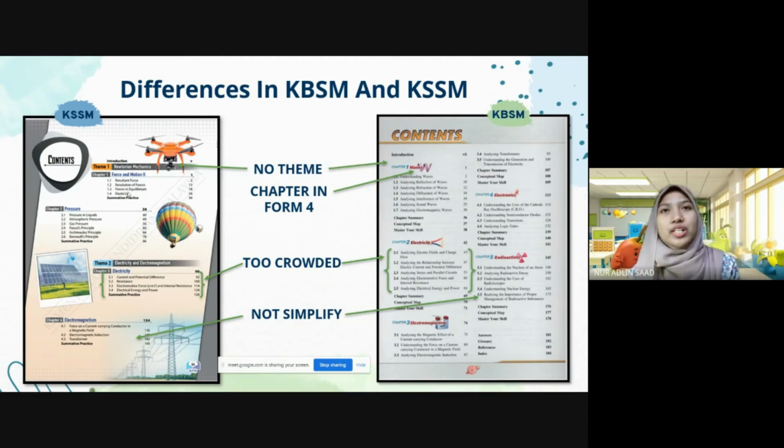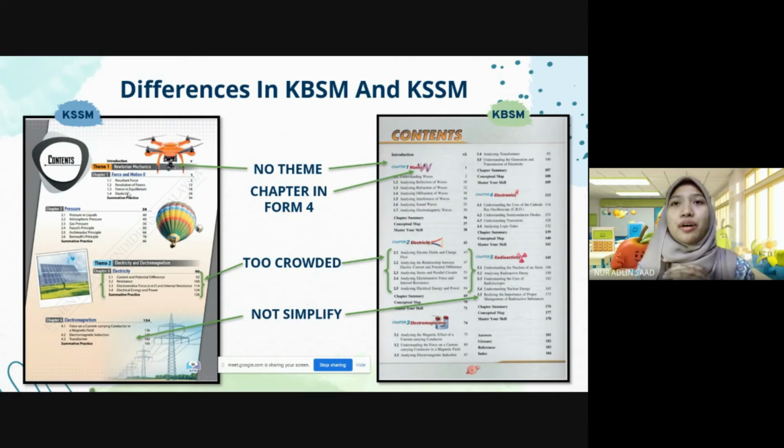2.1, pressure in liquid. So students can know, oh, this is pressure in liquid. But if you look at the KBSM, for example, radioactive, 5.1, understanding the nucleus of an atom. It is more to the learning objective or the learning outcome, right? Because of the word understanding. If you are going to make a chapter, just give the main topic or the subtopic to that particular chapter. Alright? Okay, next. It's too crowded.